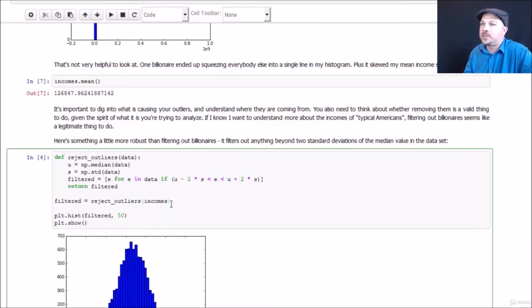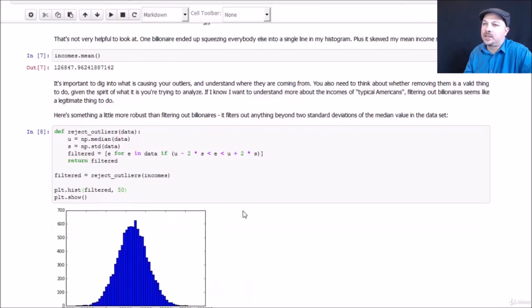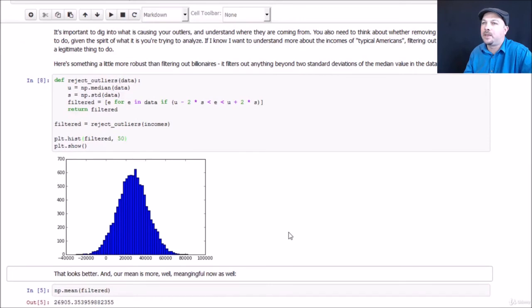So I can use this handy-dandy reject outliers function on my income data to actually strip out weird outliers automatically. And sure enough, it works. I get a much prettier graph now that excludes Donald Trump and focuses in on the more typical data set here in the center. So pretty cool stuff. So that's one example of identifying outliers and automatically removing them or dealing with them however you see fit.